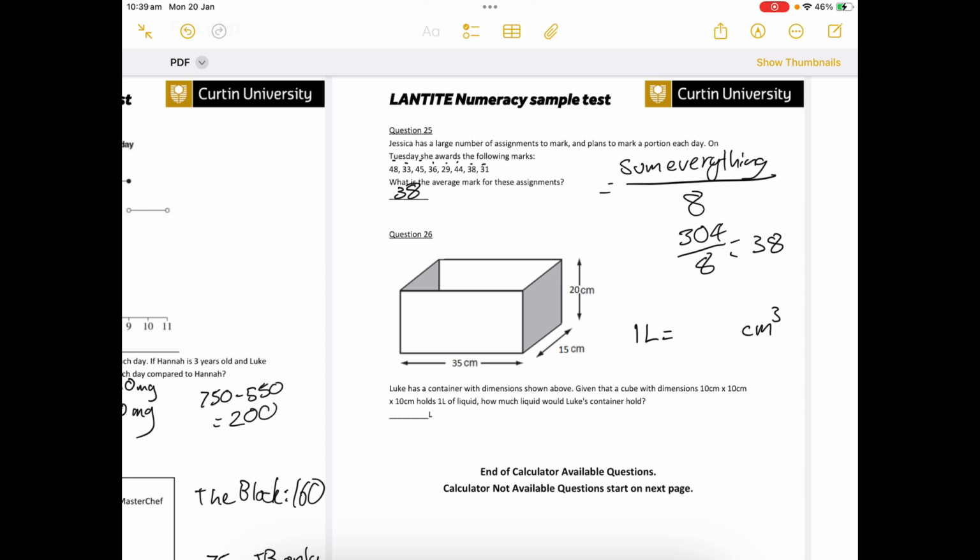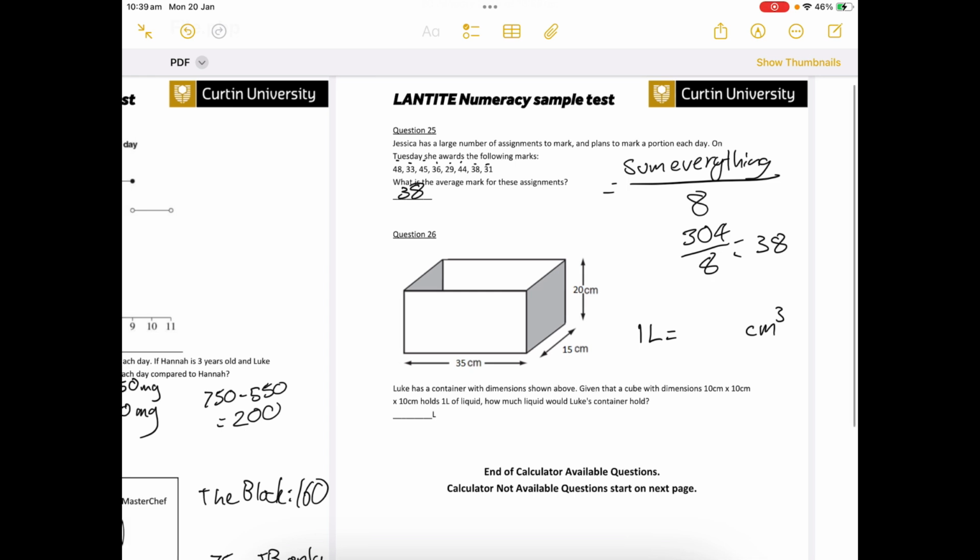So 1 liter is equal to 10 centimeters times 10 centimeters times 10 centimeters. So I'll do 10 times 10 times 10. That'll give me 1,000 centimeters cubed, okay? So I know 1,000 centimeters cubed is equal to 1 liter now. Alright, now let's work out the volume of Luke's container, okay?